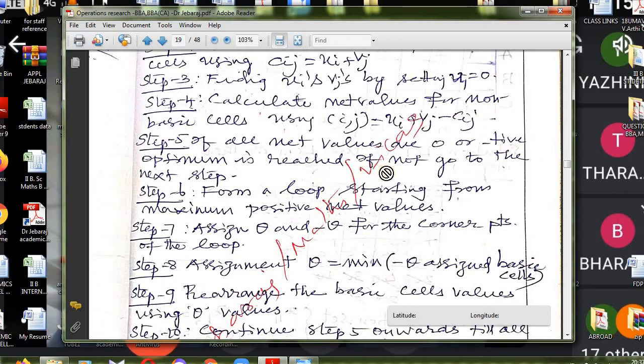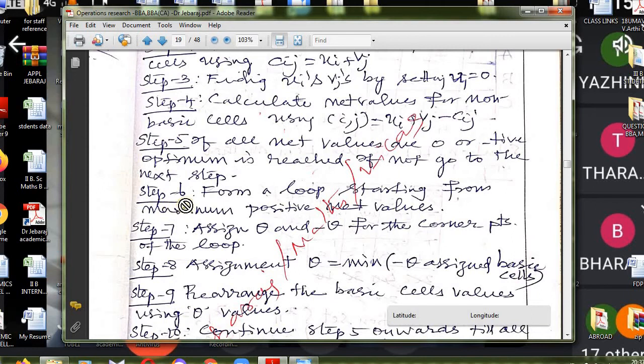Okay. If any positive net value comes, what to do? We have to go further. Remember, recall, keep in mind, if all net values are 0 or negative, that's all the problem. But if any one net value is positive, then we have to go to the next step.